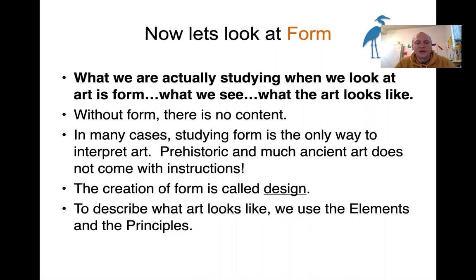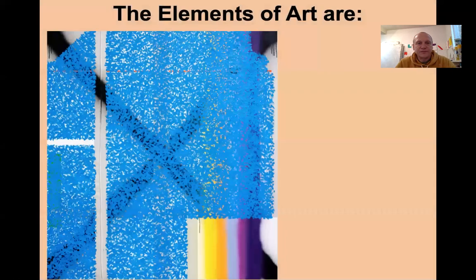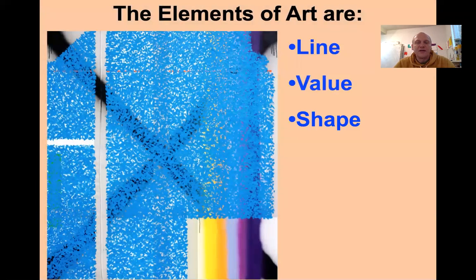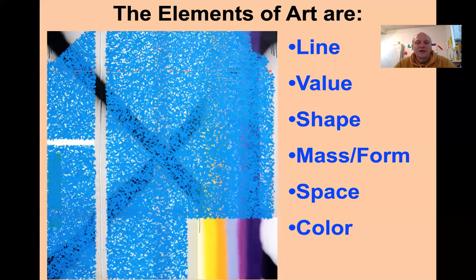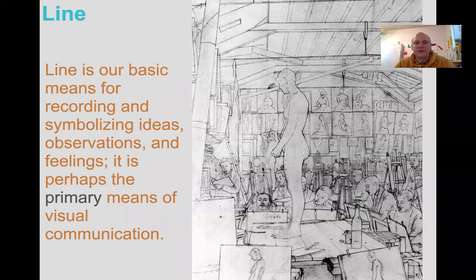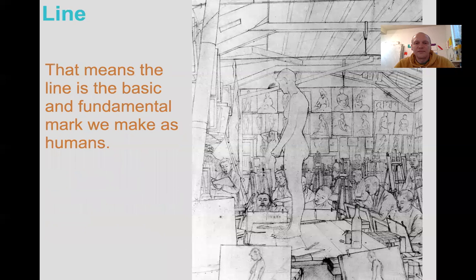So, to describe what art looks like, we use the elements and the principles. So, the elements are line, value, shape, mass or form, space, color, and texture. And where I used form there, I used a different definition. I was talking about three-dimensionality in this list. So we'll start with the most basic, line. It's our basic means for recording and symbolizing ideas, observations, and feelings. Perhaps the primary or first way of communicating visually. The line is basic and fundamental. It's the first mark that we made as humans.